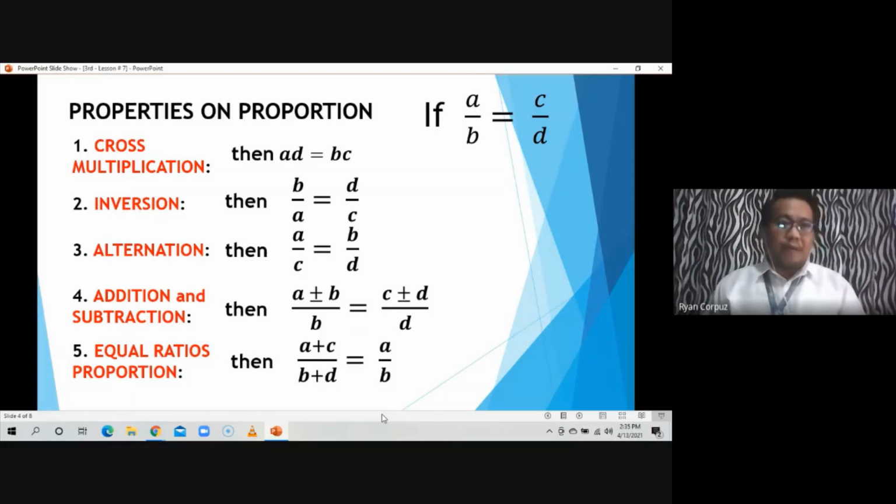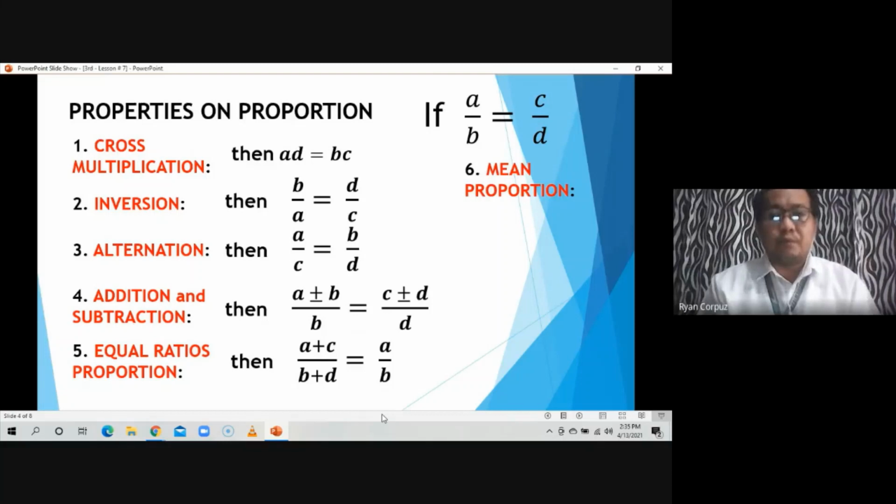So yun yung pinapakita sa atin ng different properties of proportion. That even if we apply these properties, still the two ratios will become equal. So what's next? Next is what we call mean proportion. So paano naman yung mean proportion?